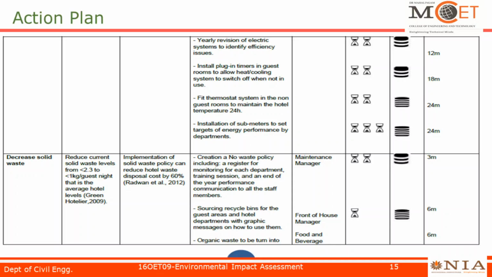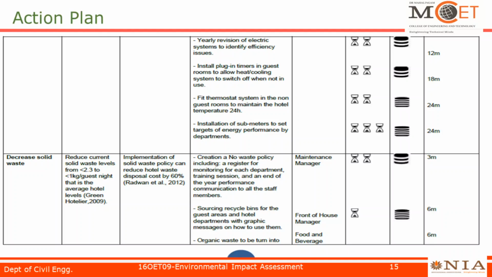And the next one is decreasing the solid waste. So reduce the current solid waste levels from 2.3 to 1 kg per guest night. That is the average hotel level. Implementation of a solid waste policy can reduce the hotel waste disposal cost by 60%. So what we have to do is creation of a no waste policy, right?